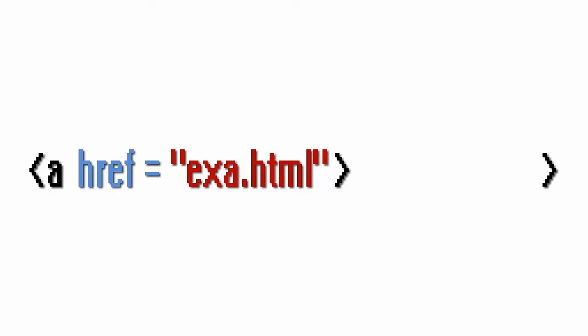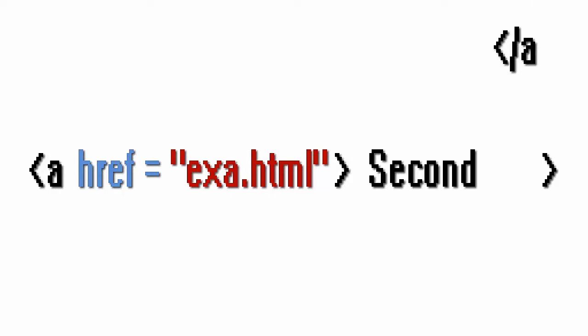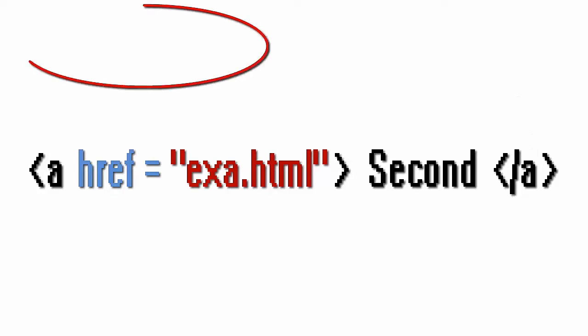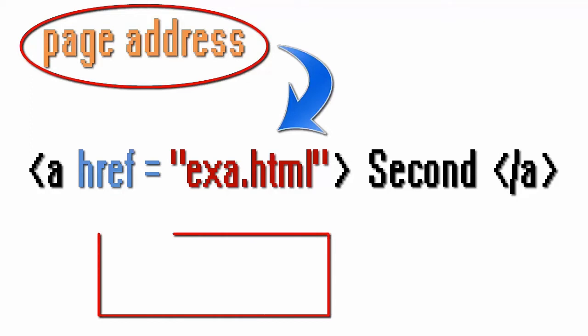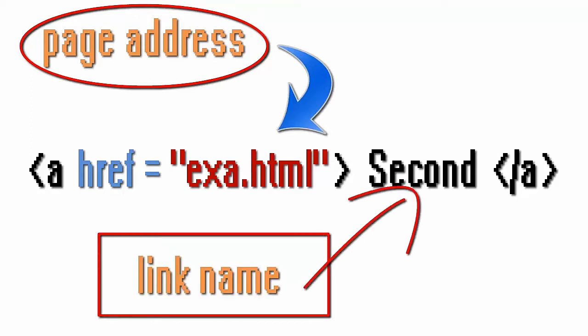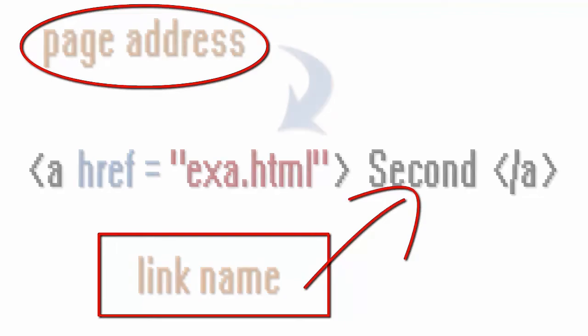So suppose I have a link called xr.html, then close the initial tag with the greater than symbol, and then put the name of your link which will show on your website. I'm calling this second page, and then close the terminal of A. So here xr.html is the page address, and second page is the link text which will show on your website. Okay, so let's look at an example.